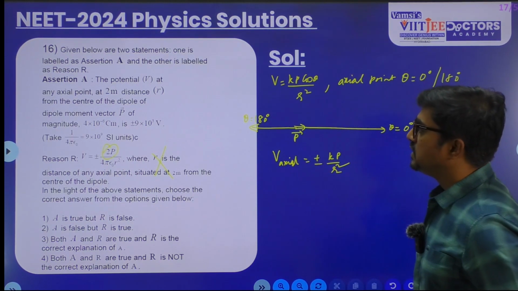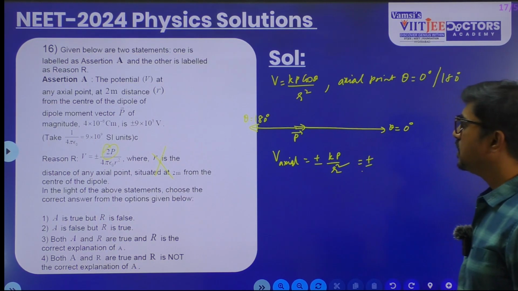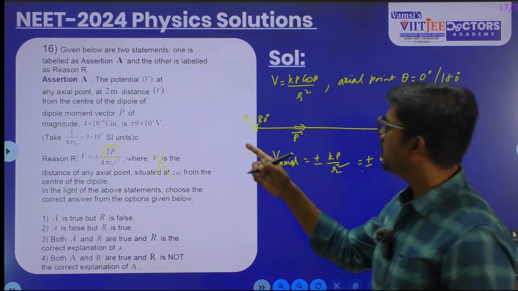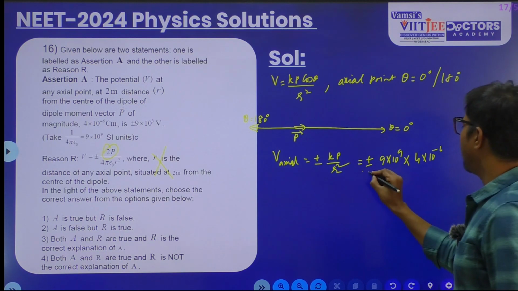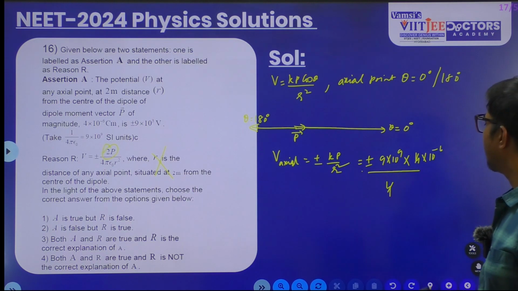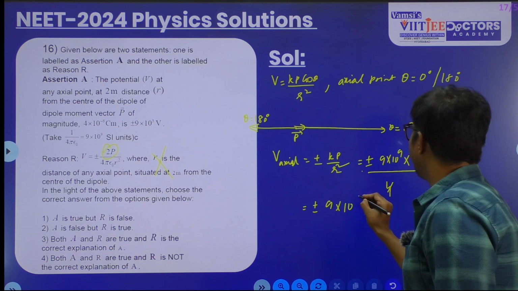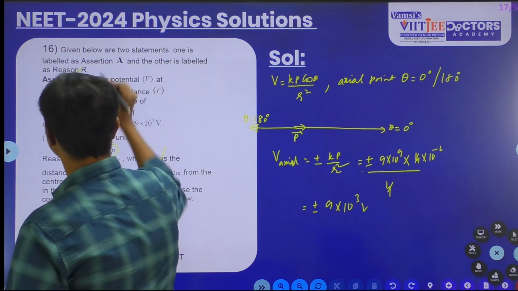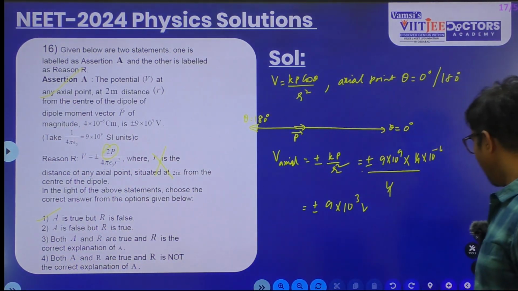And then we need to look at whether the assertion is correct or not, meaning they had given the numerical value calculated as plus or minus. K is known to you, 9 into 10 power 9 SI units. P they had given, how much had they given? 4 into 10 power minus 6 divided by r square, that is 4. So 4 will cancel out. You will get plus or minus 9 into 10 power 3 volt. So that's the answer. Meaning the assertion is correct, the reason is wrong. A is true, R is false. Answer A, option 1 here. Okay then.